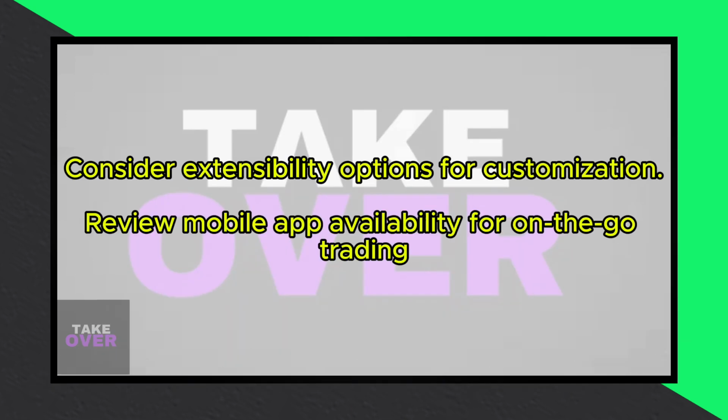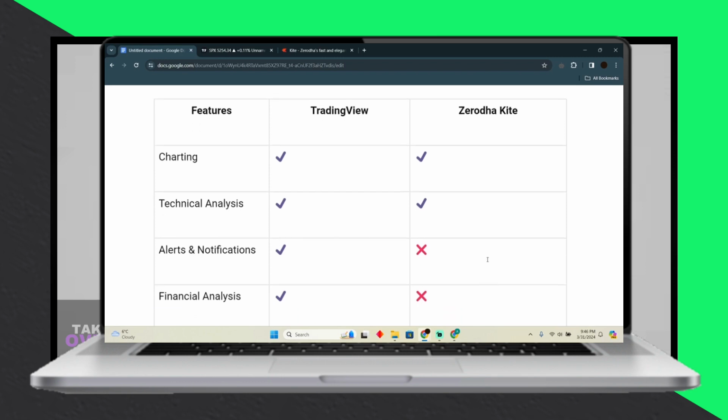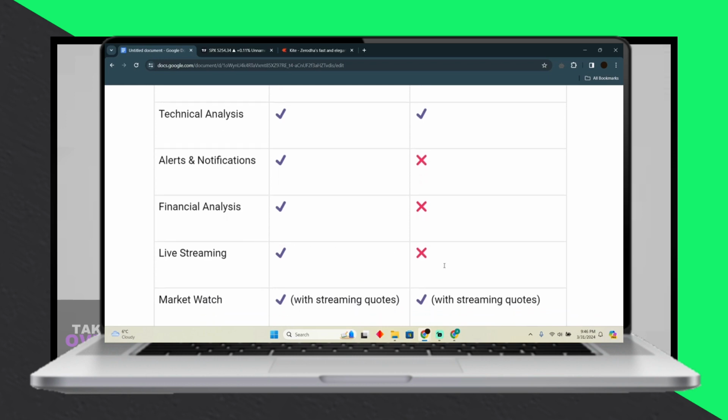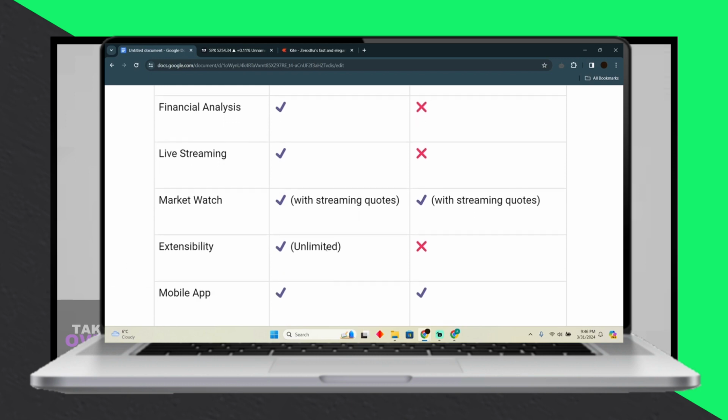In terms of extensibility, TradingView stands out with its unlimited extensibility options, enabling users to customize their trading experience with a plethora of third-party tools and indicators. Zerodha Kite, on the other hand, lacks this level of flexibility and customization. Both TradingView and Zerodha Kite offer mobile applications, allowing traders to stay connected and manage their portfolios on the go.